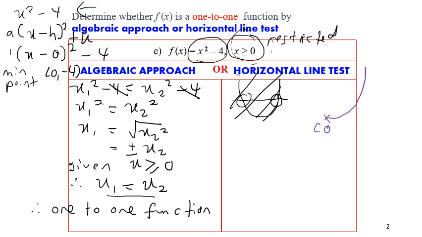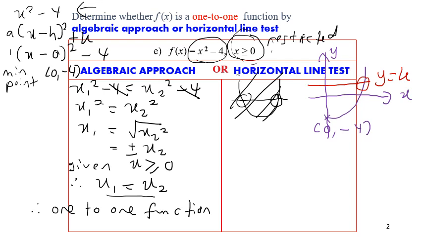So this is the minimum point, (0, negative 4). So 0 at x. So this is the y-axis, and then negative 4, which is below the x-axis. So something right here. Okay. And then sketch the horizontal line, y equals k. Right? And you can point out here, there will be only one intersection.